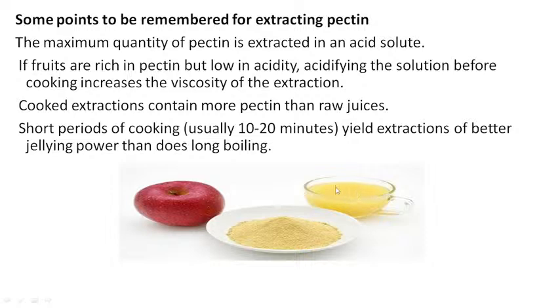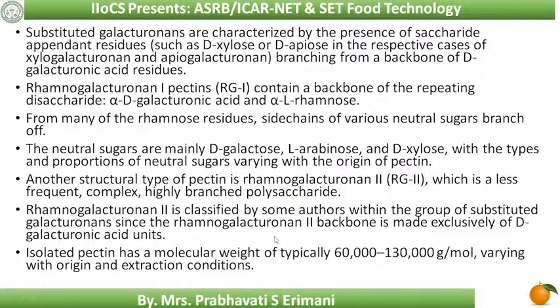So this is the liquid, then it is converted into powder. From this it can be extracted, then the powder can be made. So substituted galacturonans are characterized by the presence of saccharide residues such as D-xylose and D-apiose, in the respective cases of xylogalacturonan and apiogalacturonan, branching from the backbone of D-galacturonic acid residues.